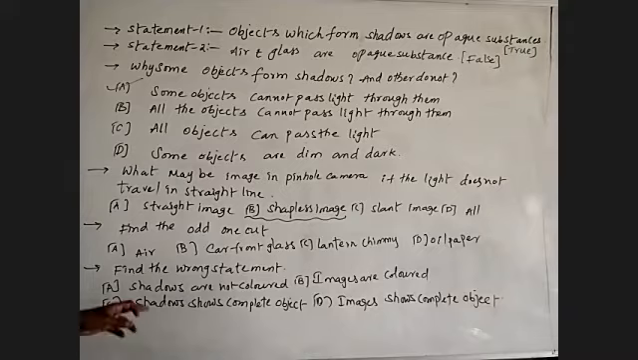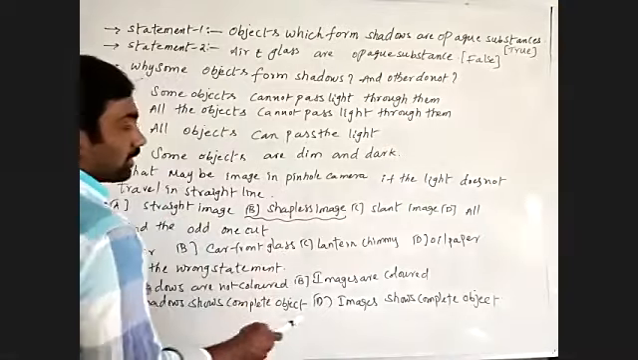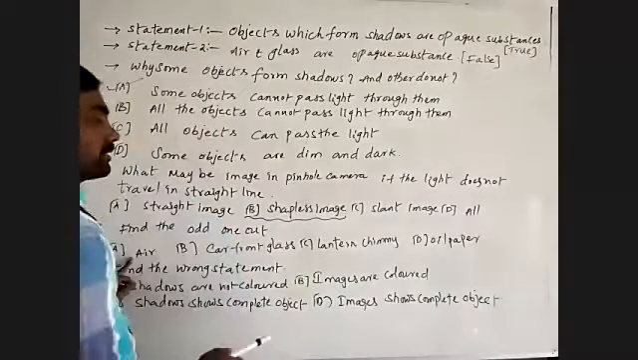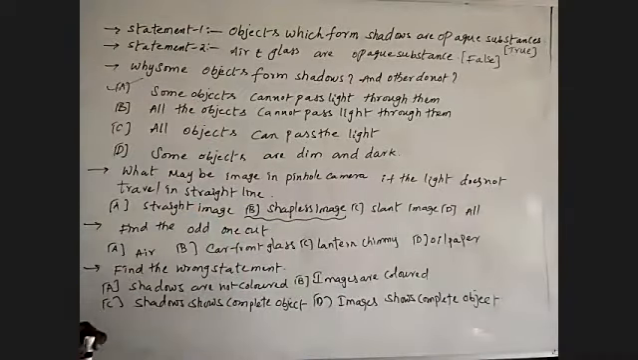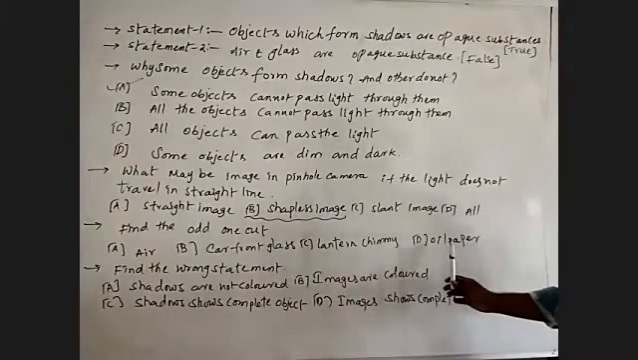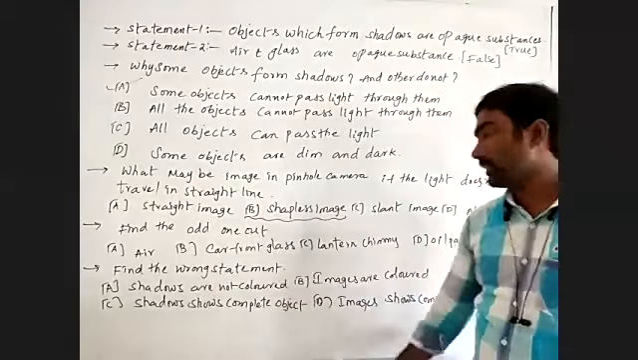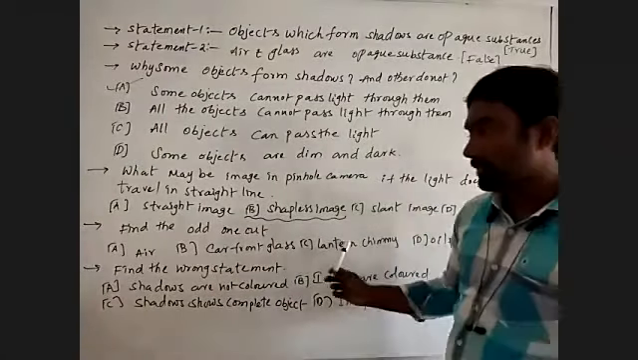Find the odd one out. Air is transparent, car front glass is transparent, oil paper is translucent, and a lantern chimney. See carefully, which is different from that? Of course, oil paper is translucent, and this is transparent, and this is transparent.